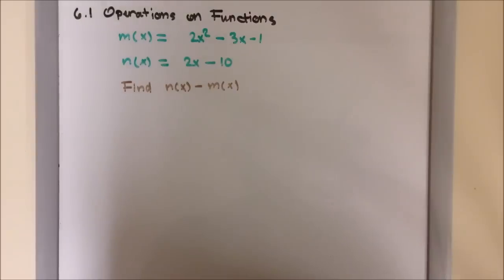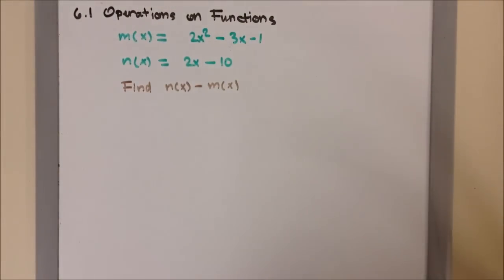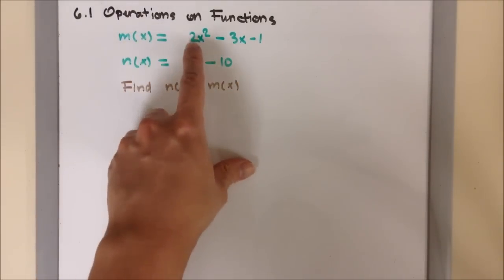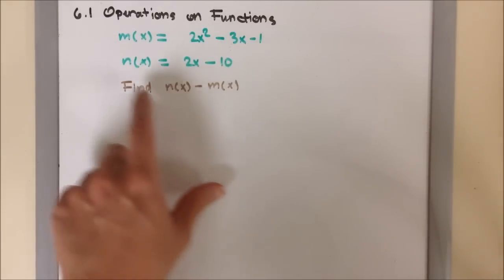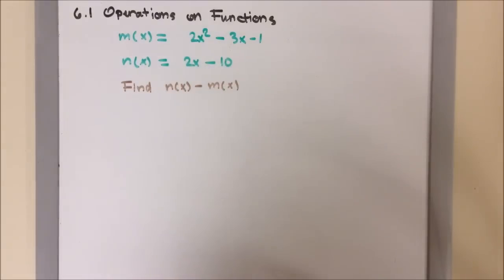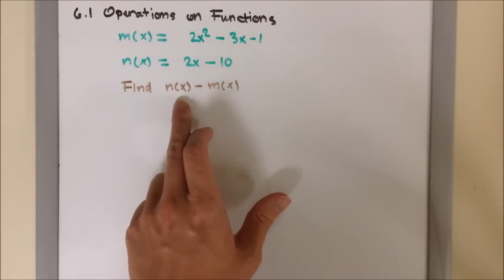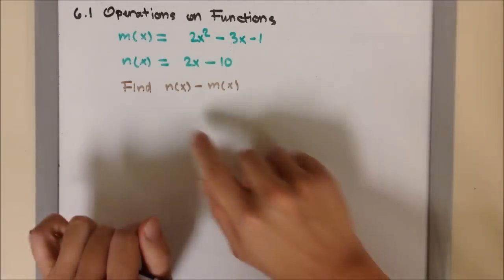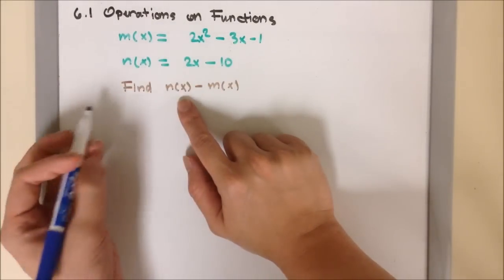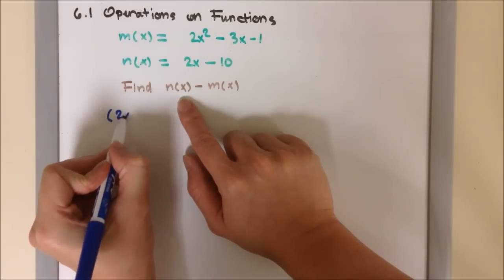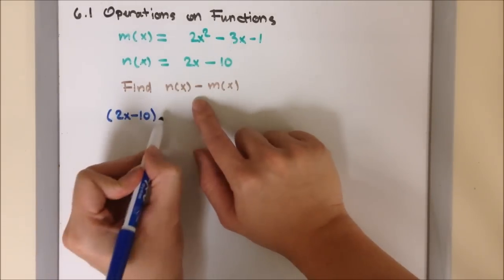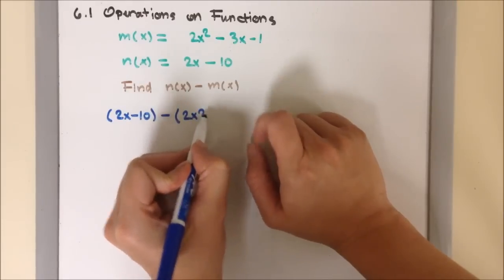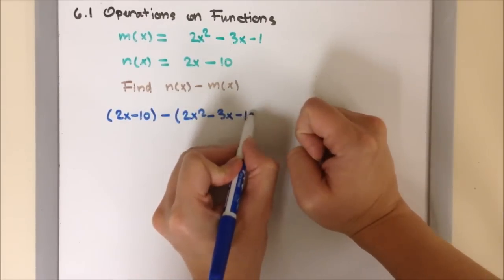In the second example, I have our two functions, m of x and n of x. M of x equals 2x squared minus 3x minus 1. N of x is equal to 2x minus 10. The question is, find n of x minus m of x. So first I'm going to set up my work. So what comes first is n of x, so I'm going to put in parentheses 2x minus 10, and I'm going to put minus, and then I'm going to put m of x in parentheses, so 2x squared minus 3x minus 1, close parentheses.